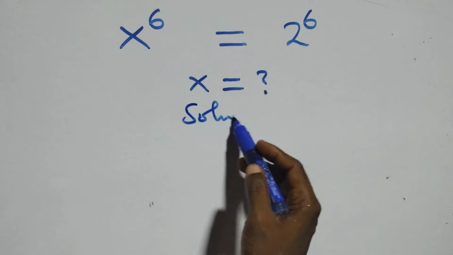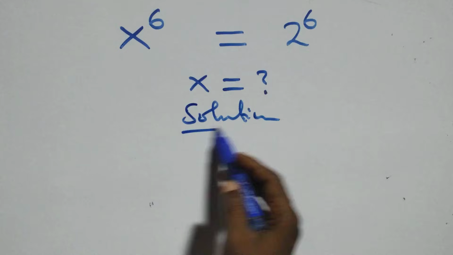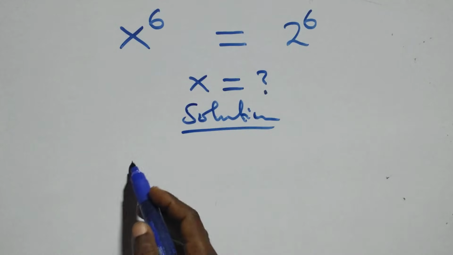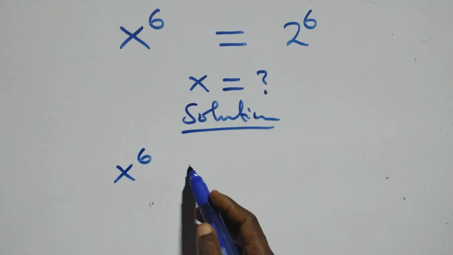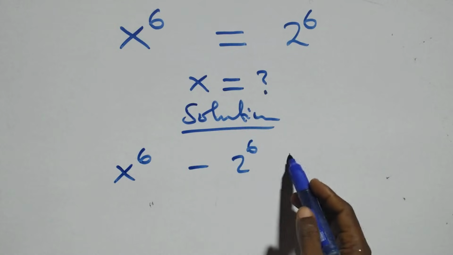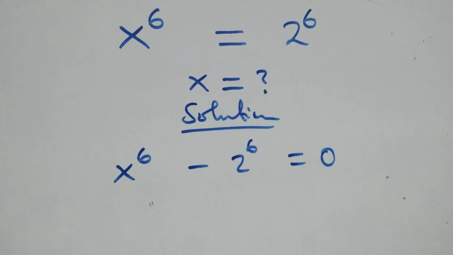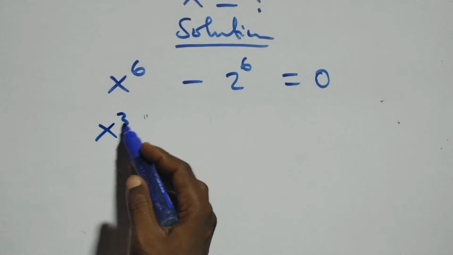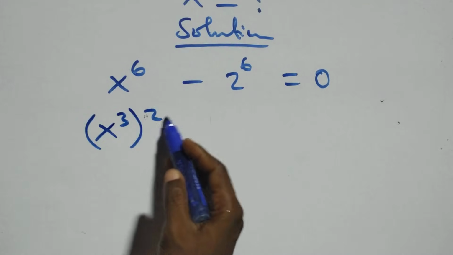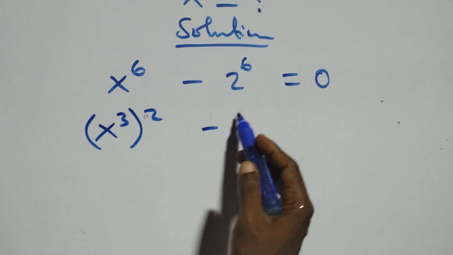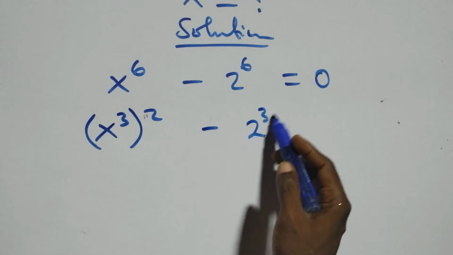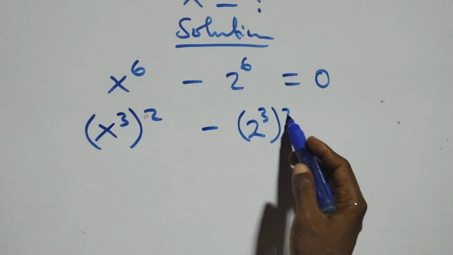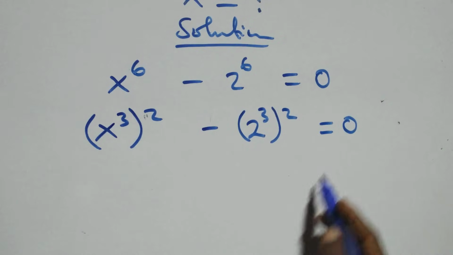Solution from here. From what we have here, we take 2 raised to power 6 to the left hand side. As we have x raised to power 6 minus 2 raised to power 6 equals 0 here. This here, we can write this as x raised to power 3, all raised to power 2, as 2 times 3 gives us 6. Minus, also here we have 2 raised to power 3, all raised to power 2, equals 0 here.